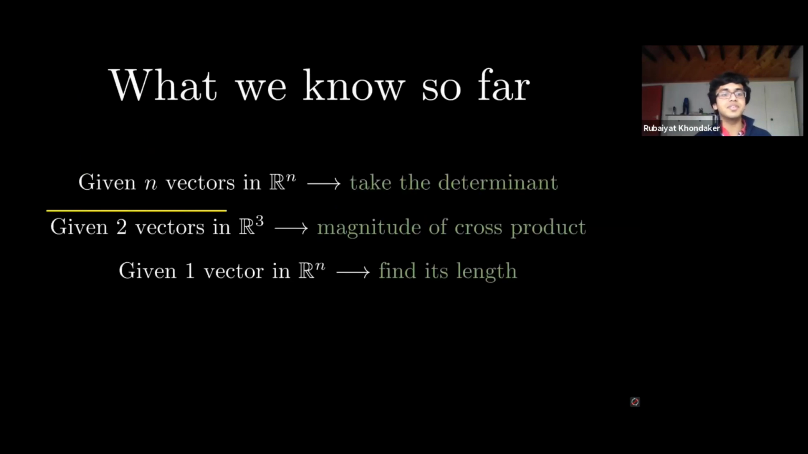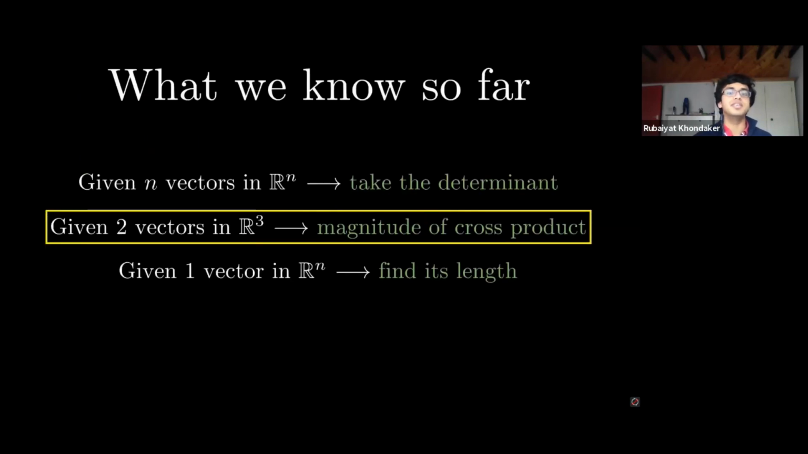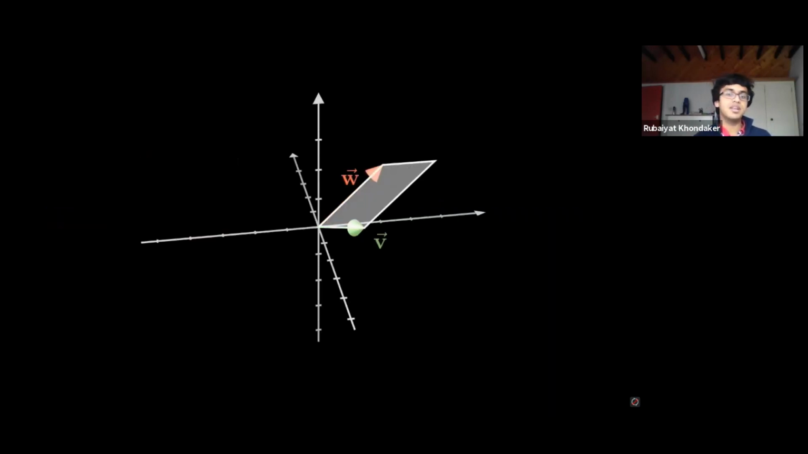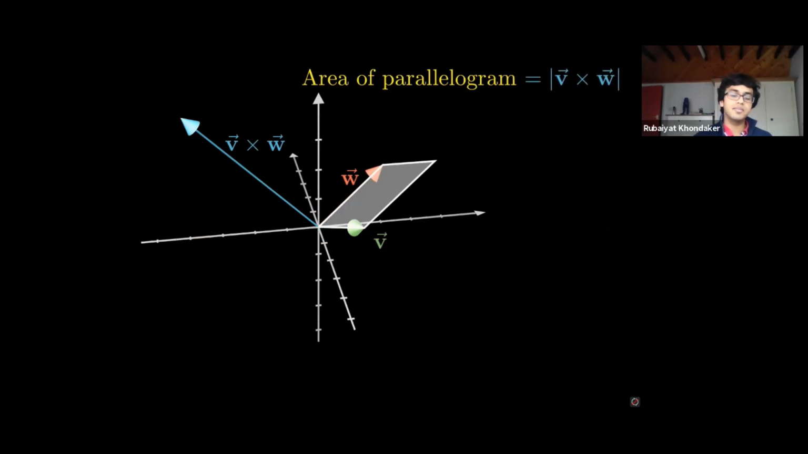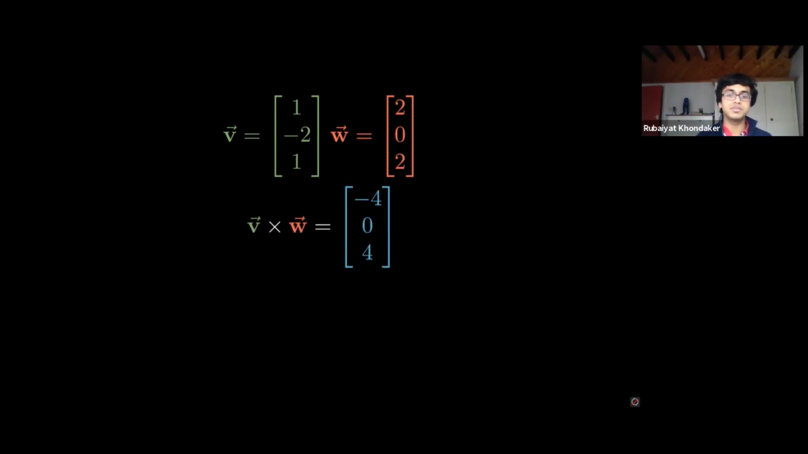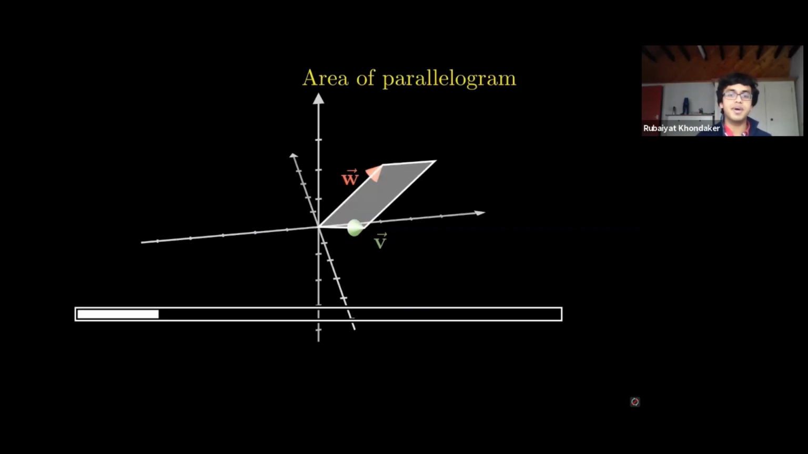Cool. We've also got this special case where you've got two vectors in free space and take the magnitude of the cross product. So we've got two vectors here. You have the parallelogram spanned by those two vectors. And what you do is compute the cross product vector and you take the length. So algebraically, if I tell you that V and W have coordinates (1, -2, 1) and (2, 0, 2), you can calculate that the cross product has coordinates (-4, 0, 4). So the length of that would be root 32, which is about 5.66. So apparently, that's the area of that parallelogram.